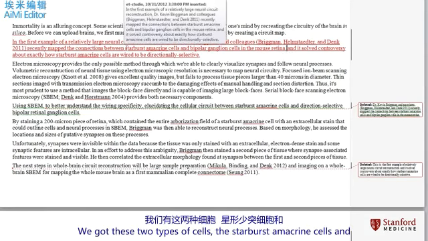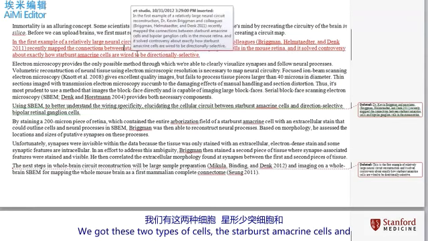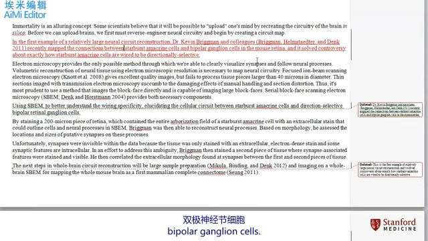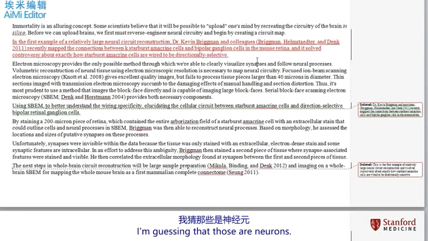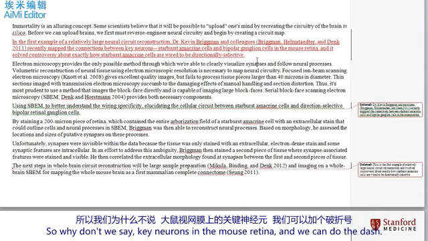Now there is a little bit of jargon here. We got these 2 types of cells, the starburst amacrine cells and the bipolar ganglion cells. So I think the reader might need a little bit more clues as to what those are. I'm guessing that those are neurons. So what if we say key neurons in the mouse retina?